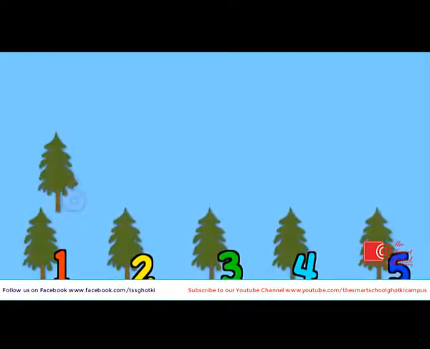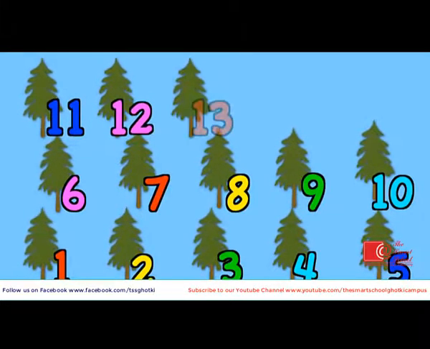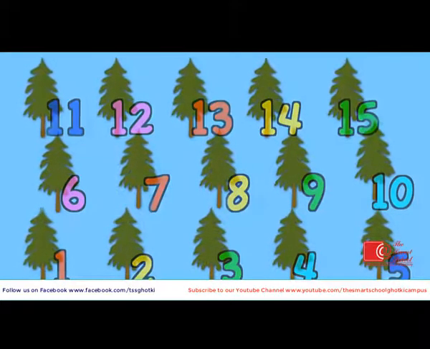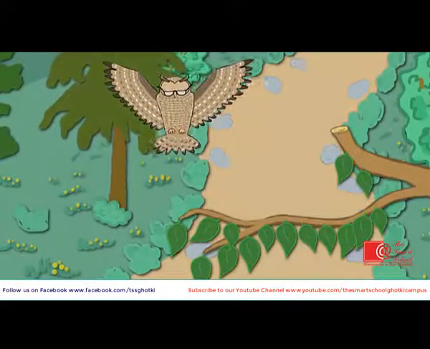Trees. 1 tree, 2 trees, 3, 4, 5, 6 trees, 7 trees, 8, 9, 10, 11 trees, 12 trees, 13, 14, 15, 15 trees gently waving in the breeze. I said 15 trees gently waving in the breeze.